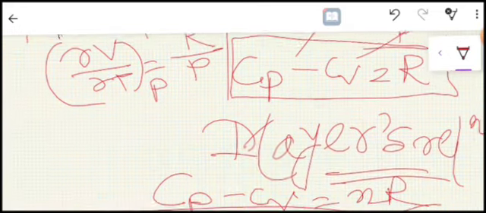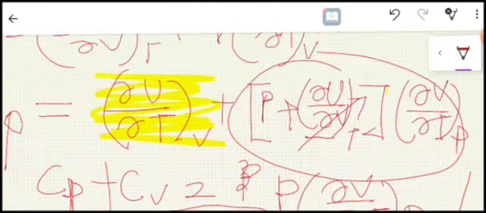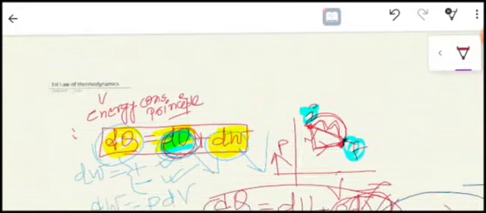So these are some applications of the first law of thermodynamics, and the first law of thermodynamics is this.